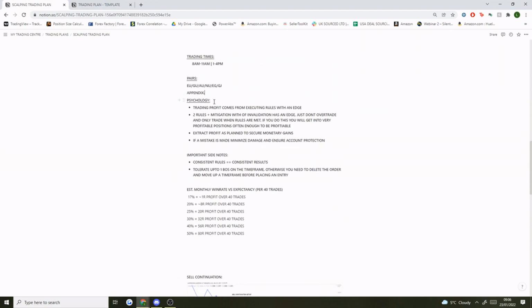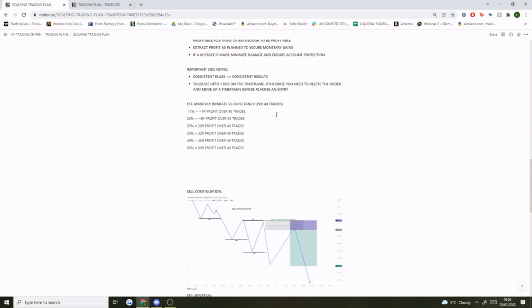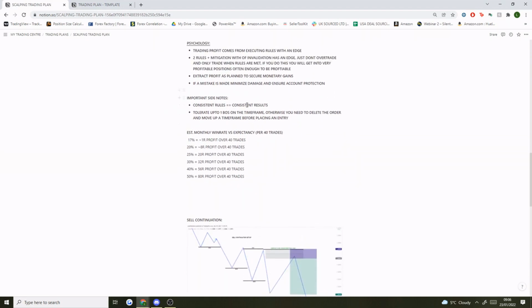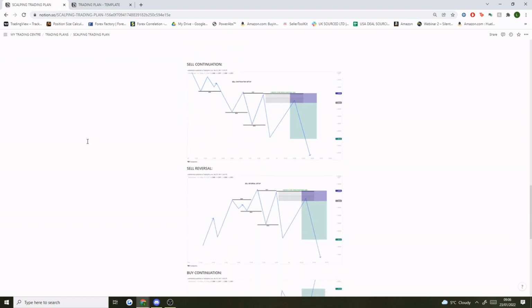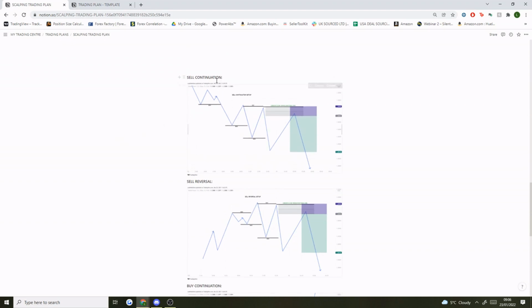So in my appendix section, I've got psychology, which has some quotes that help me to stick to my plan and stay calm when I'm trading the market. I've got a couple of things that I think are important side notes to my trading strategy. Here I've just calculated what I will need to achieve in terms of my management plan to reach different targets over a month. And then here is basically my opportunity identification.